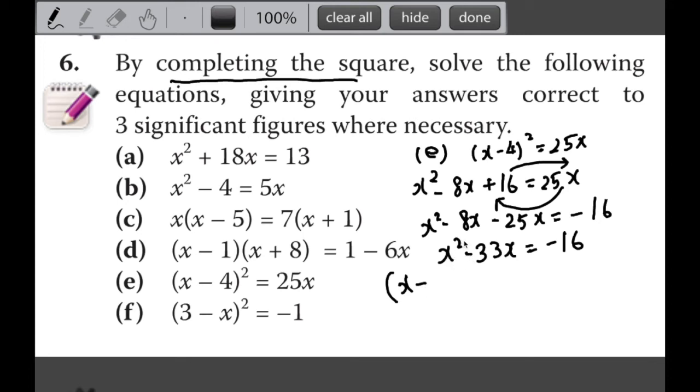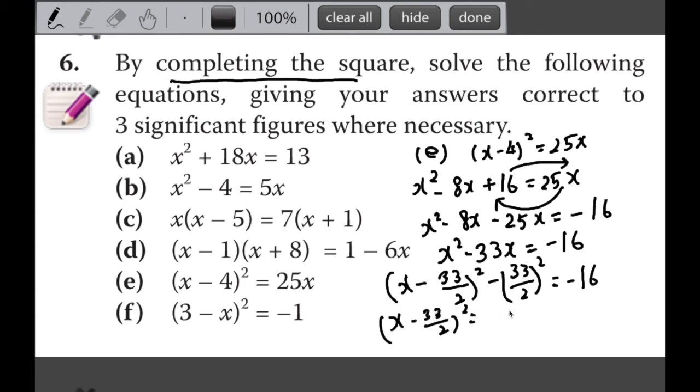And then I have x squared. So that's how I got my x here. Again, the coefficient here, you halve it. And then you will expect that there is an extra term if I expand this, which I want to minus away. This is the extra term that I minus away. So you minus away, it still equals to negative 16. And then I have equals to negative 16 plus 33 over 2 squared.